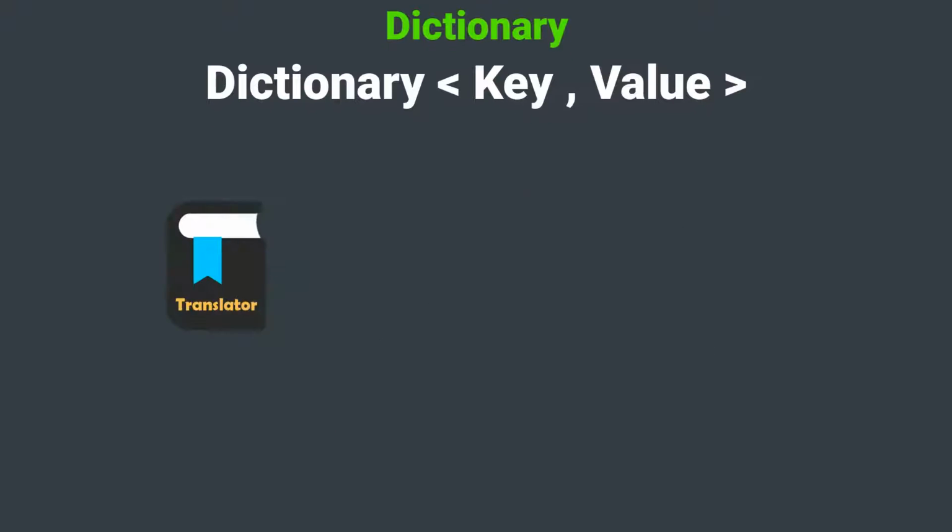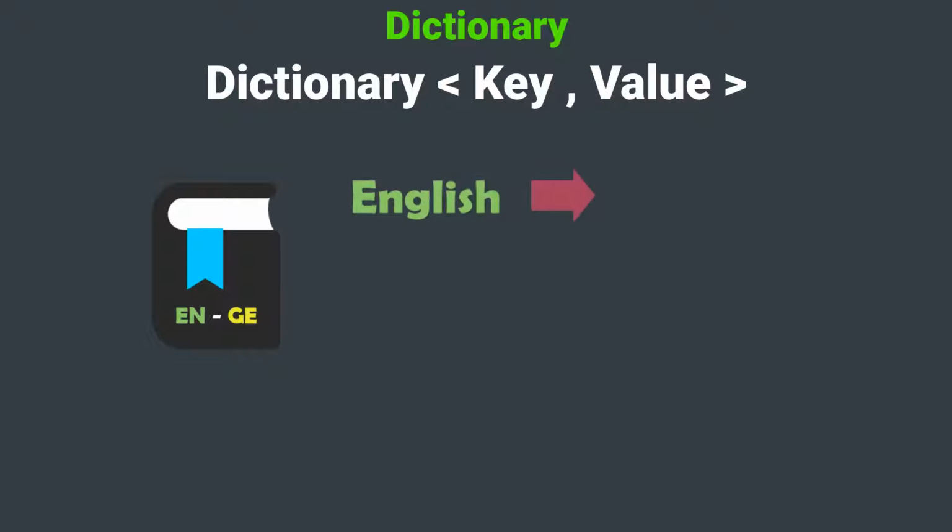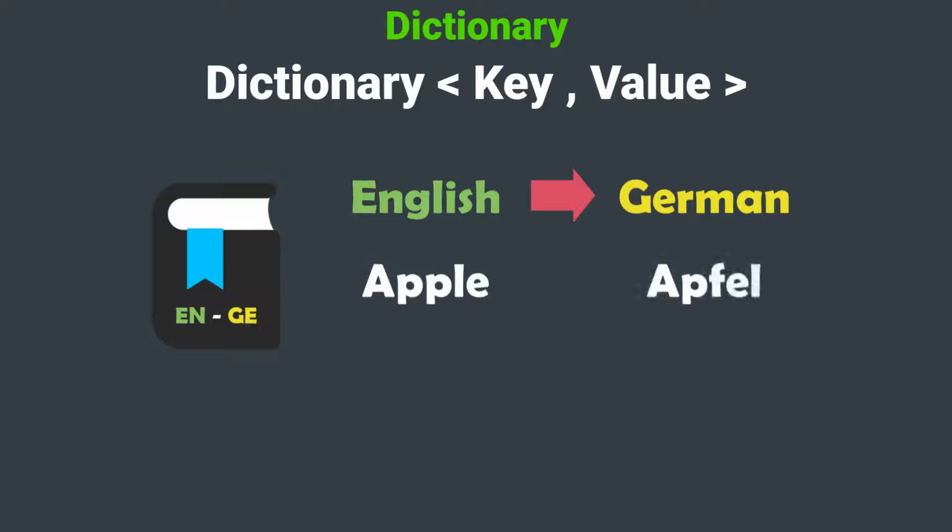Dictionary can also be seen as a translator. For example, English-German dictionary. You enter the word in English, then you get the translation in German. For example, apple means apfel in German. Apple in this example is the key, and apfel is the value. As you can see, key and value are of type string. But that doesn't always have to be the case. This means that we can use any data type here as we wish.